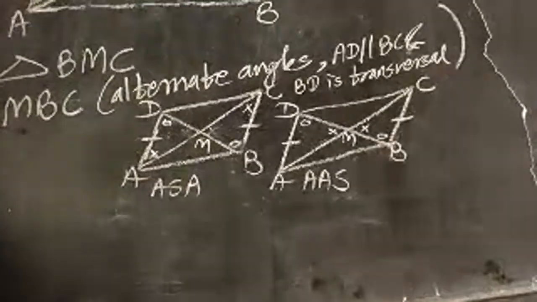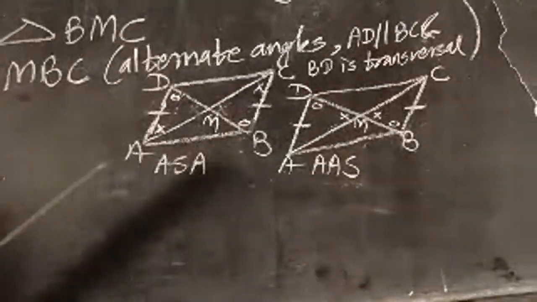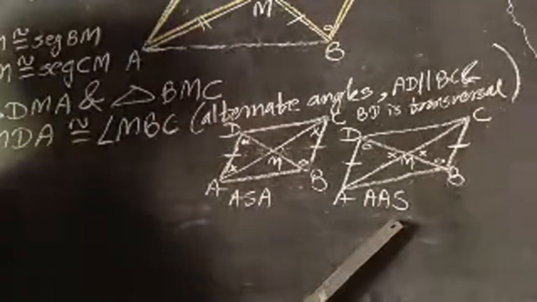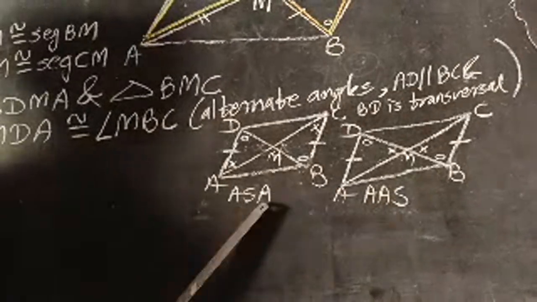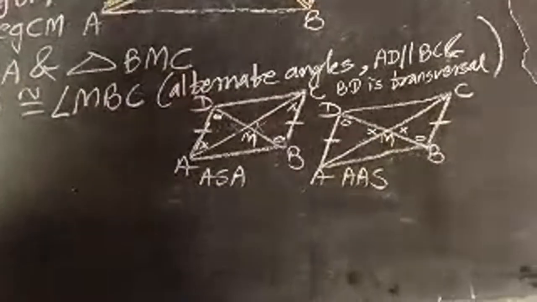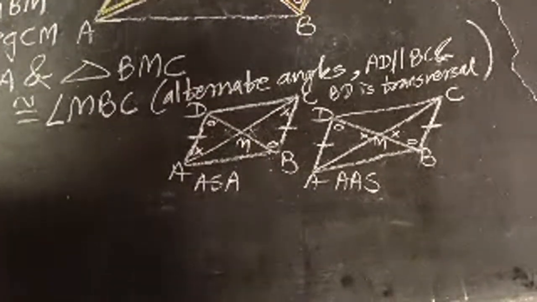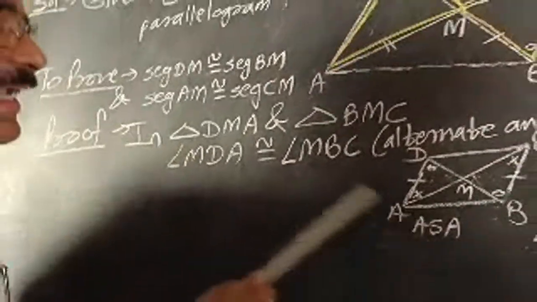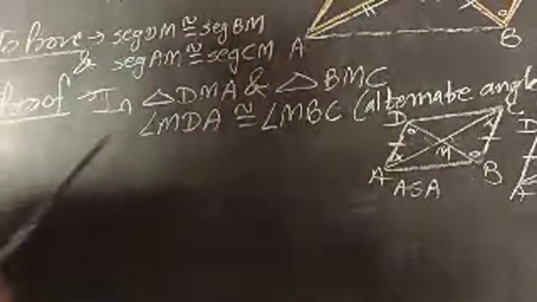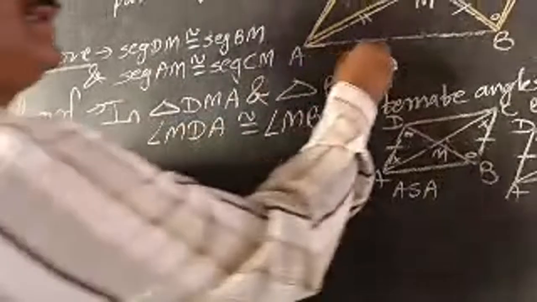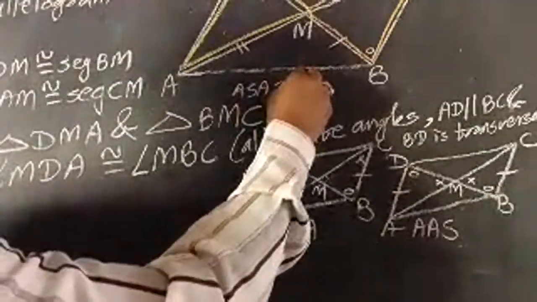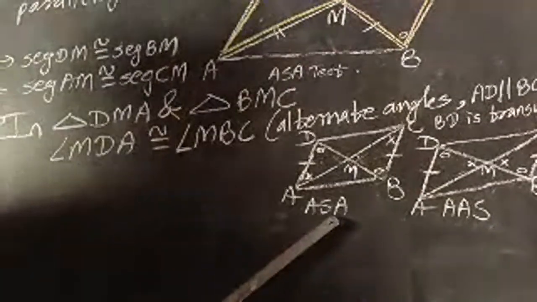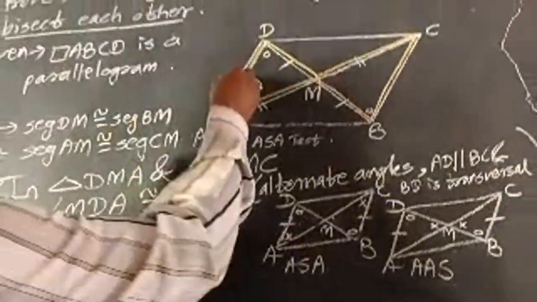How many possibilities are there for showing two triangles are congruent? Two possibilities. Out of these two possibilities, which possibility do we take here? ASA. Yes, this is angle, then side here. We consider the ASA test here. Is it correct? Yes, side here.